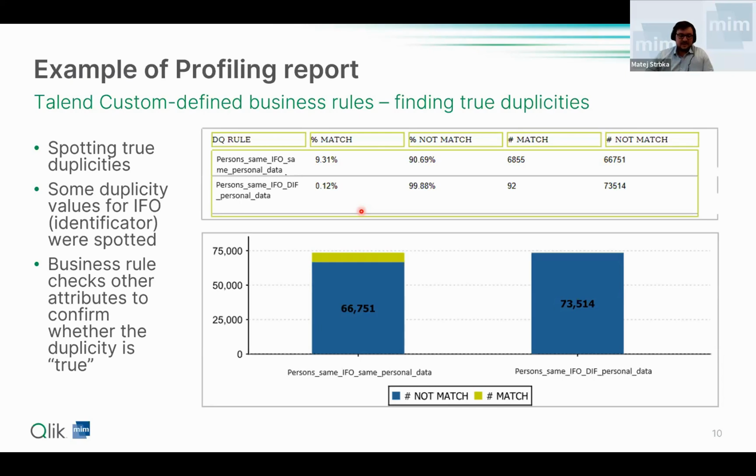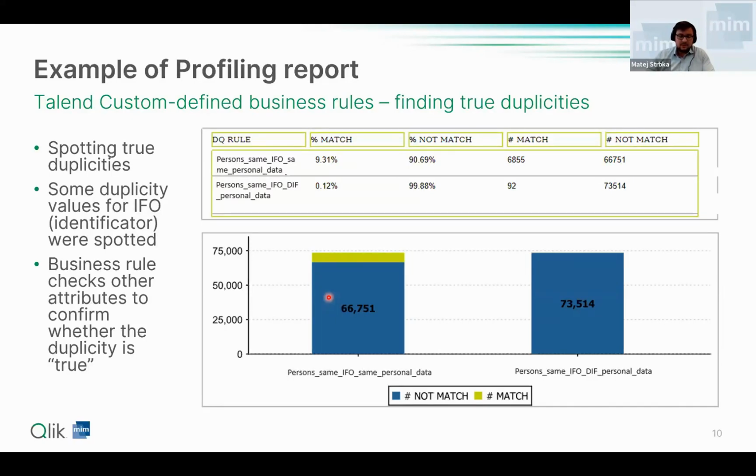Inaccurate duplicity means that two or more records share the same IFO, which should be a unique identifier, but one or more attributes are different. There is a discrepancy in the name or surname or date of birth. So we created a business rule that showed us how many of the duplicities, which there were almost 7,000, were true duplicities, which we can maybe just cut or later define what to do with, or were inaccurate duplicities.